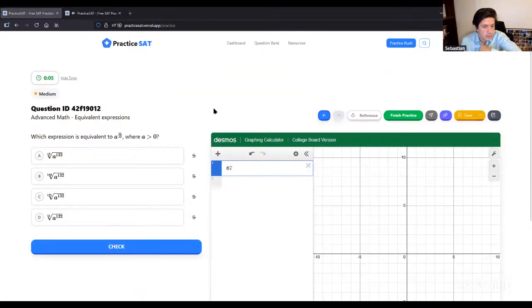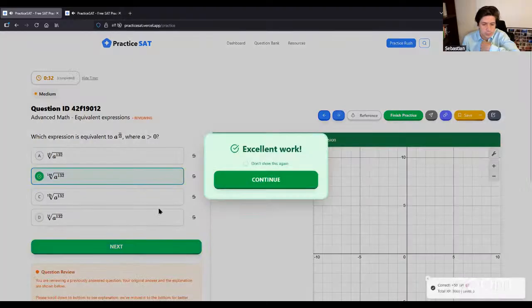All right, let's try this. Which expression is equivalent to a to the 11/12, where a is greater than 0? Okay, so if a is greater than 0, this is the 12th root to the 11th power. So it would be B, because this would be 132 over 144. When you divide that out, it will get you back to 11/12.